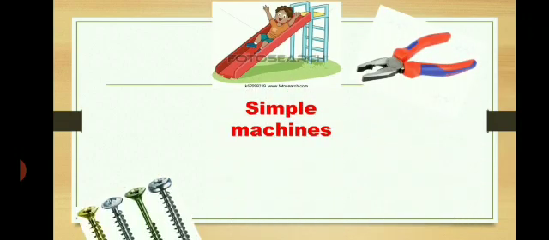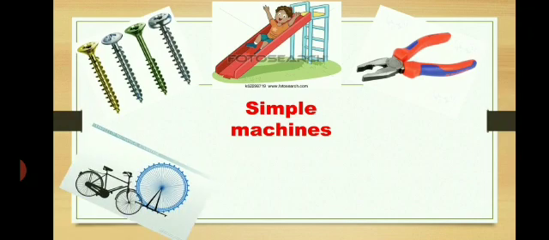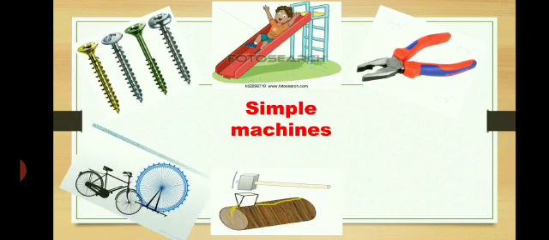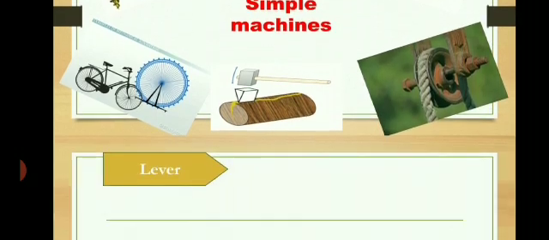Simple machines are generally of six types that we will learn today. One is the lever, slide or the inclined plane, screw, wheel and axle, wedge and pulley. Today we will learn about the lever.